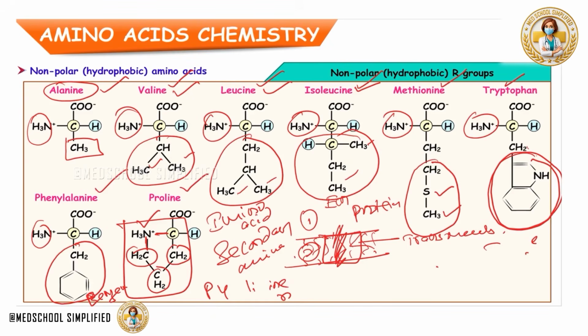How do you remember this? The mnemonic is PIM, PAL, TV. You can remember it like that. P is for phenylalanine, or you can put it as proline also. I for isoleucine, M for methionine, another P. So let's put it as proline here because the other P was phenylalanine. A for alanine, L for leucine, T for tryptophan and V for valine. So this is how you can remember it as PIM, PAL, TV. Alright, so that's about hydrophobic amino acids.